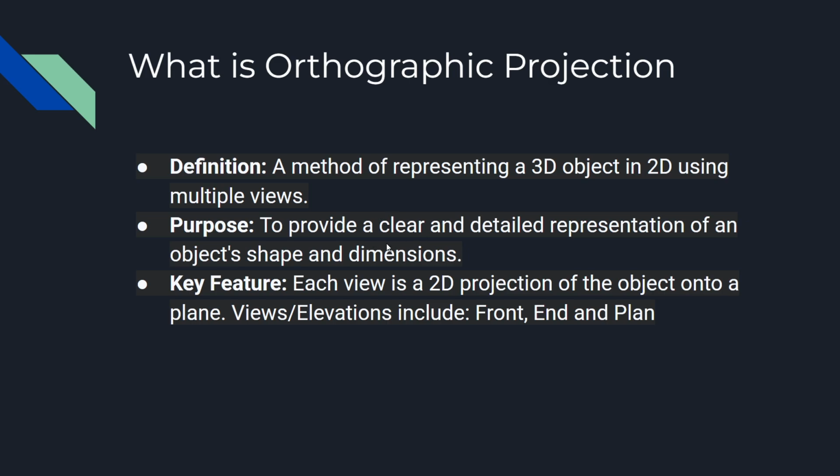So the purpose is to give someone a more clear and detailed representation of the object from different views, and each view would be a two-dimensional view. And in technical drawing, we also call them elevations, right? Now, the three views or the three elevations that you would use would be the front view, the end view, and the plan view, right? Another word that would be used to refer to the end view would be side, and another word to refer to the plan view would be the top view.